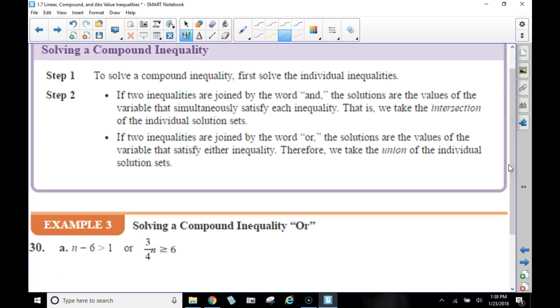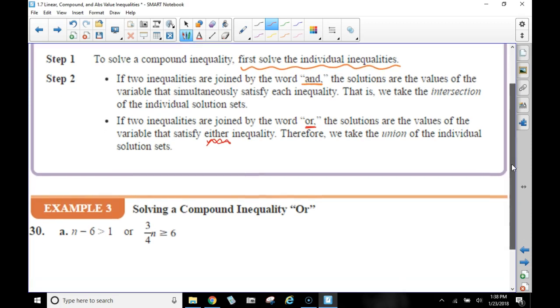First of all, do a little bit of algebra to solve the individual inequalities. Now, if the two inequalities are joined by the word and, then the solutions are the values of the variable that simultaneously satisfy both inequalities. Okay, we're going to take the intersection of the individual solution sets, and it has to be in both. On the flip side of that, if the two inequalities are joined by the word or, then the solutions are going to be in either of those two inequalities.